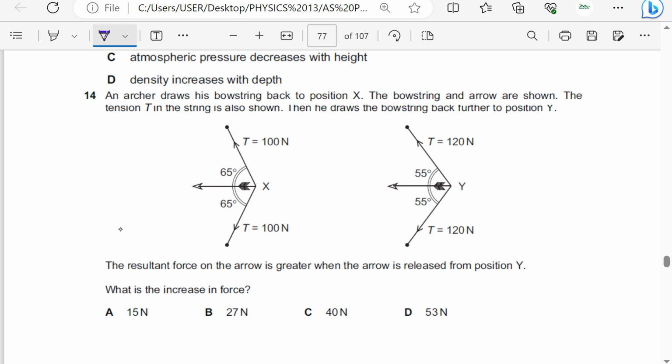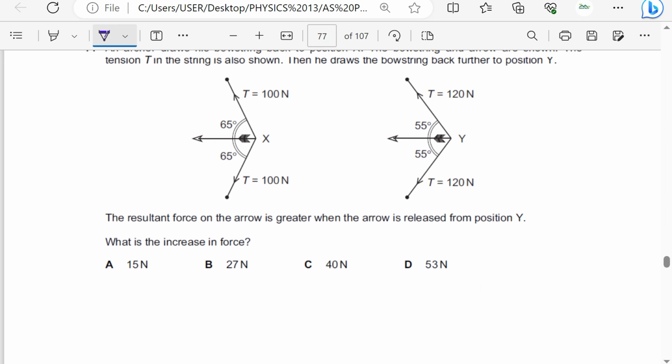An archer draws his bowstring back to position X. The bowstring and the arrow are shown. The tension in the string is also shown. Then he draws the bowstring back further to position Y. The resultant force on the arrow is greater when the arrow is released from position Y. What is the increase in force?